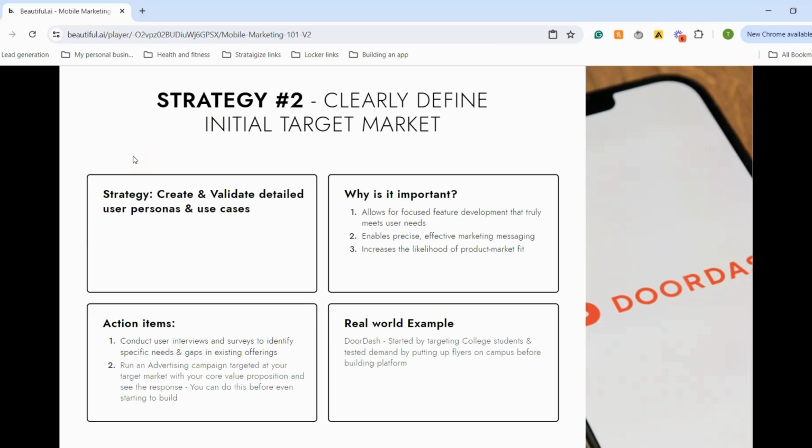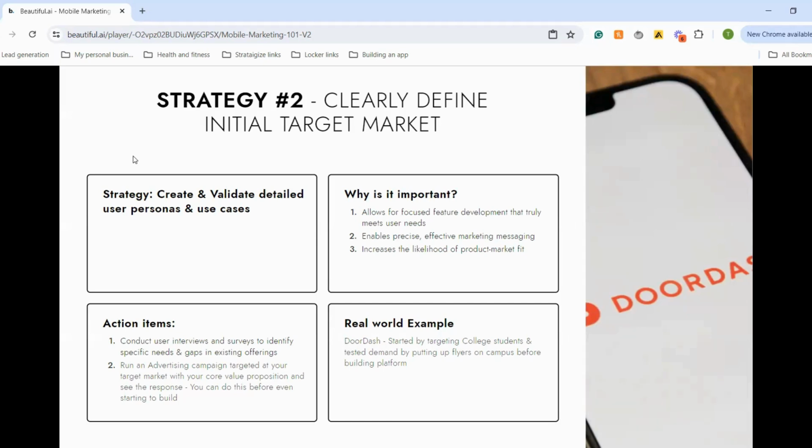Some action items here is conducting user interviews and surveys to identify specific needs and gaps in existing offerings. As I was mentioning on the previous slide, you can run advertisement campaigns to really test out the demand for that specific market with your product. That can be a really good low cost step to validate the demand before you really go forward and spend a lot of money on a product.